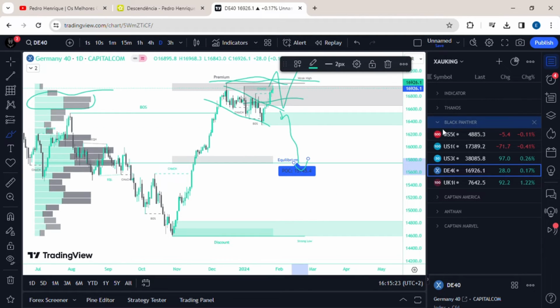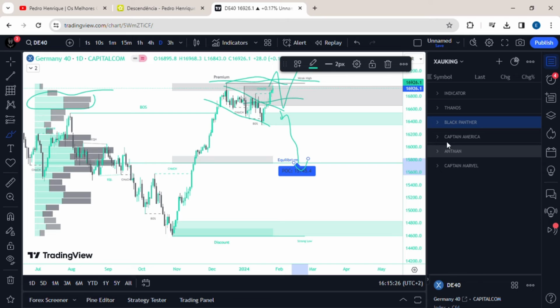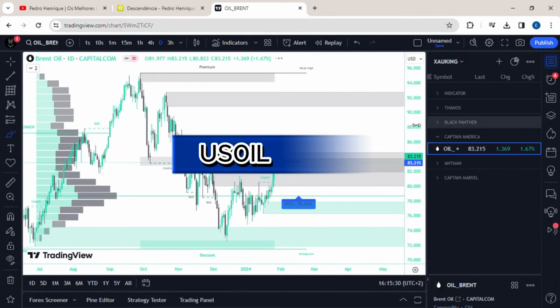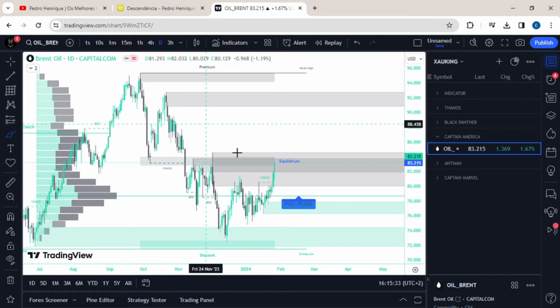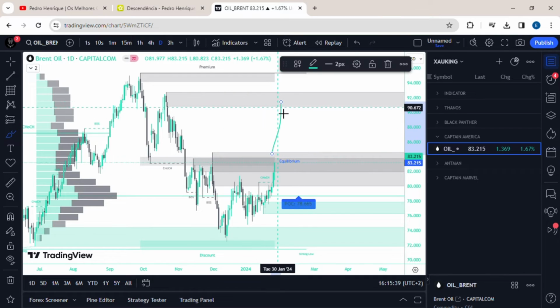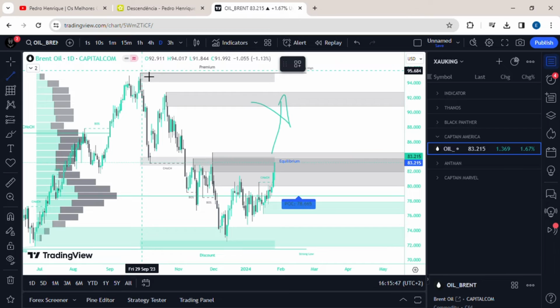Let's move on to Captain America. Well, this is oil. So looking at US oil, we have the point of control right here. This is going to buy. It's going to get a bit more expensive, so gas is going to get more expensive, guys. I'm sorry to tell you this, but this is how it looks.